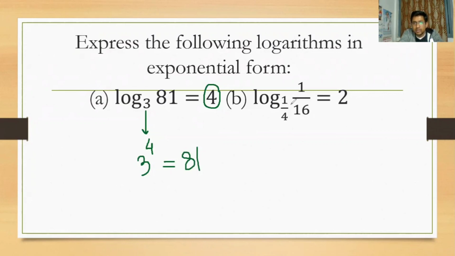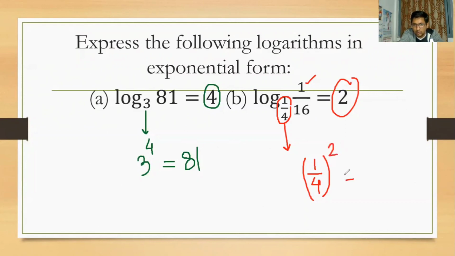Here also it is the same thing. Look, this is my base, right? This is my base. So how will I write it? I'll write it like this: 1 to the power 4. This is my base, this is going to be my index, and this is my answer, right? So if I write it like this, square, right? 1 to the power 2 is equal to 1 by 16.